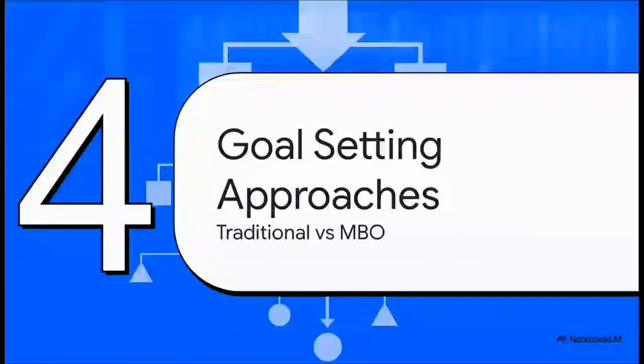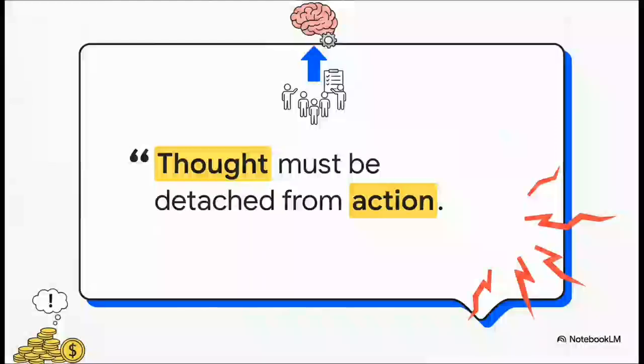Let's jump over to Section 4, Approaches to Goal Setting. How do these goals actually make their way down the corporate ladder? The management thinker Henry Mintzberg had a famous criticism of traditional planning. He said, thought must be detached from action. He was pointing out the flaw in the traditional top-down approach, where executives sit up in an ivory tower and just hand down orders to the people doing the actual work.